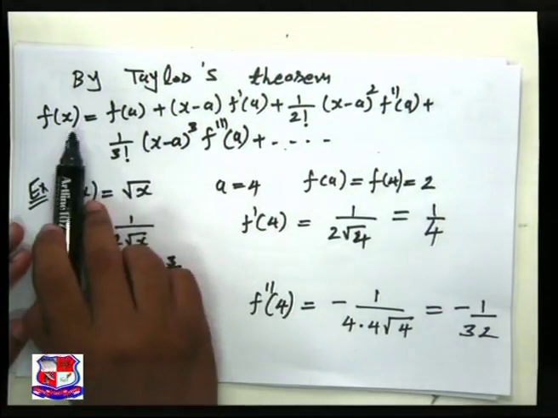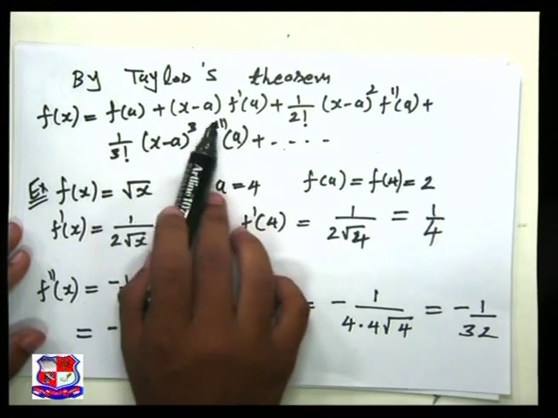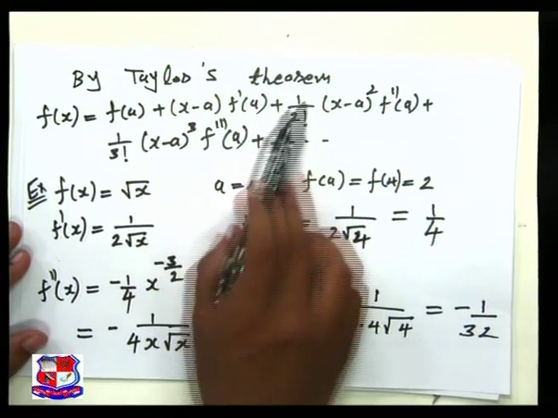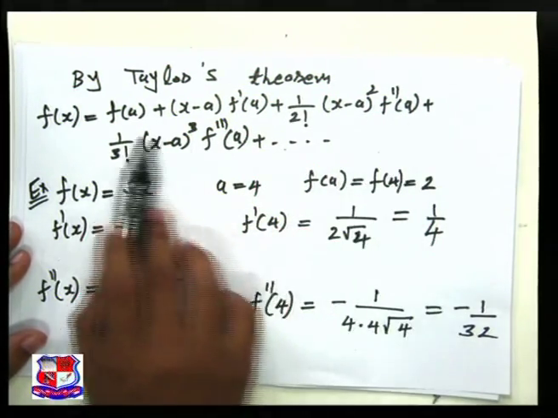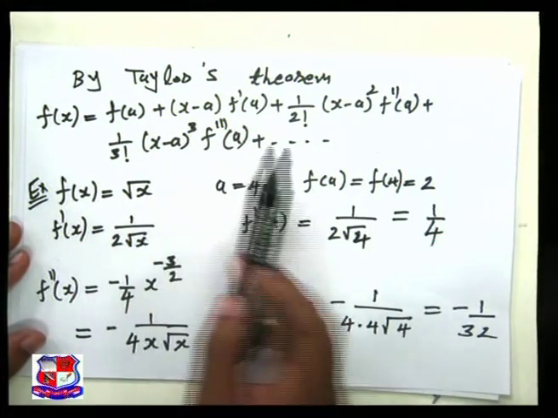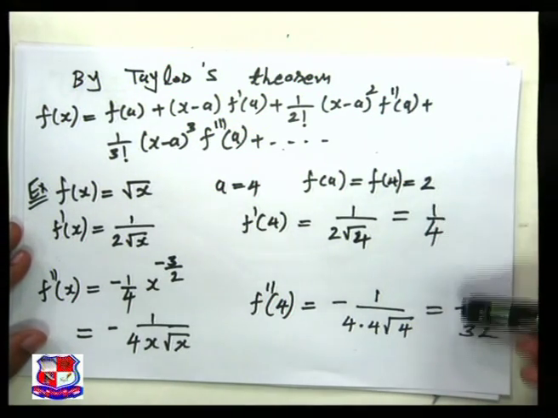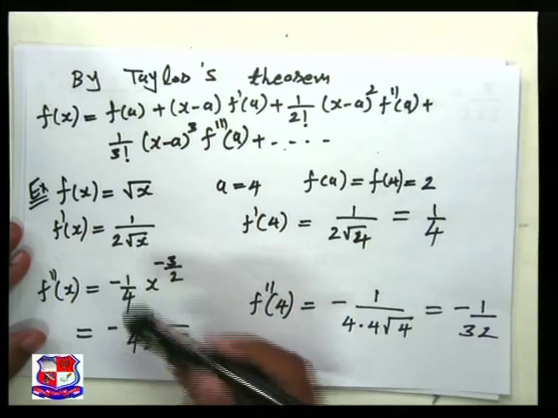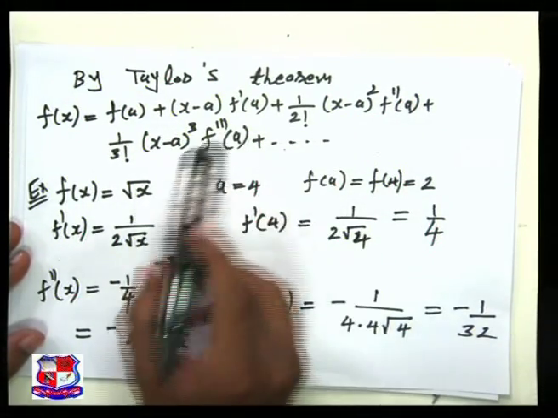You can see this is our formula, right? As I told you, f of x is equal to f of a plus x minus a, f dash a plus 1 upon 2 factorial x minus a square, f double dash a plus 1 upon 3 factorial x minus a cube, f triple dash a. Now we have all these values, f of a, f dash a, f double dash a, f triple dash a, right? And instead of a we have to put 4.